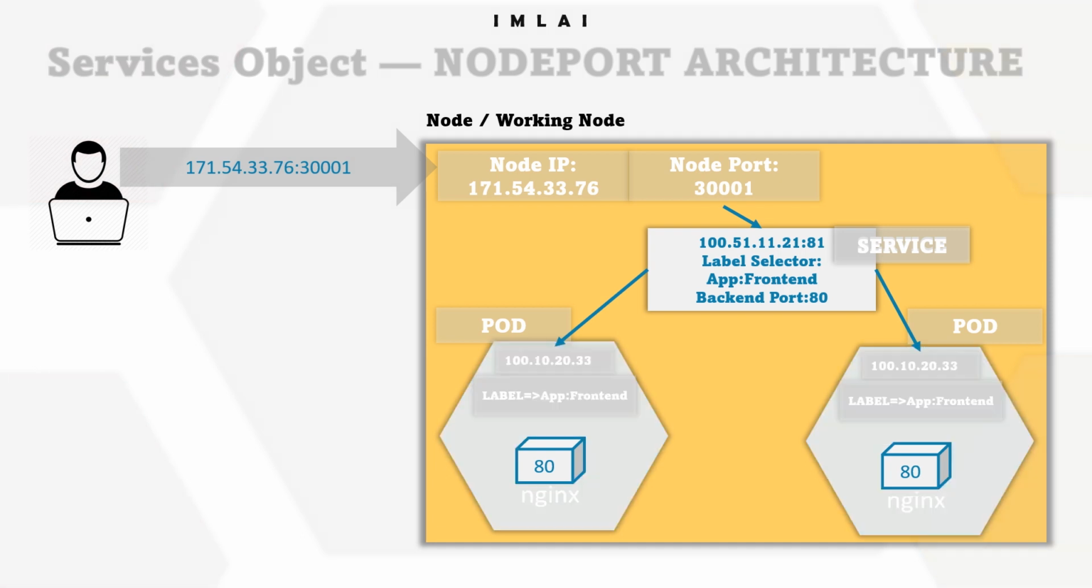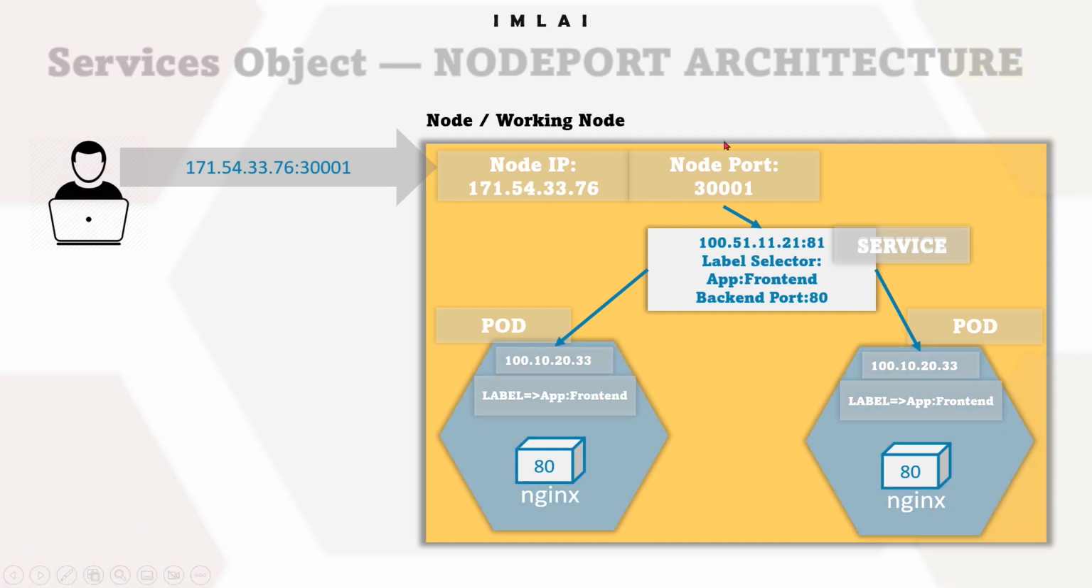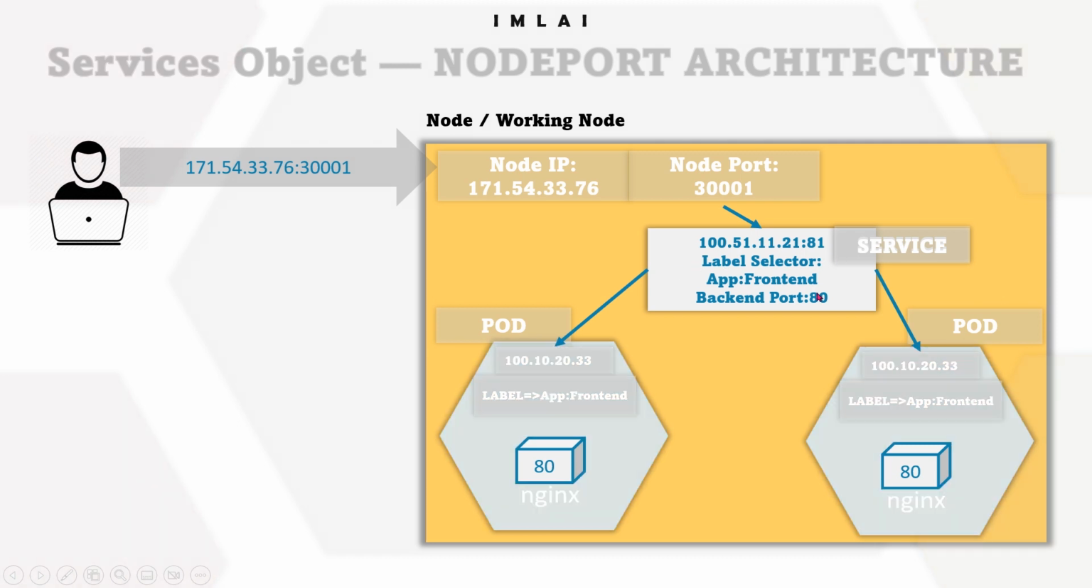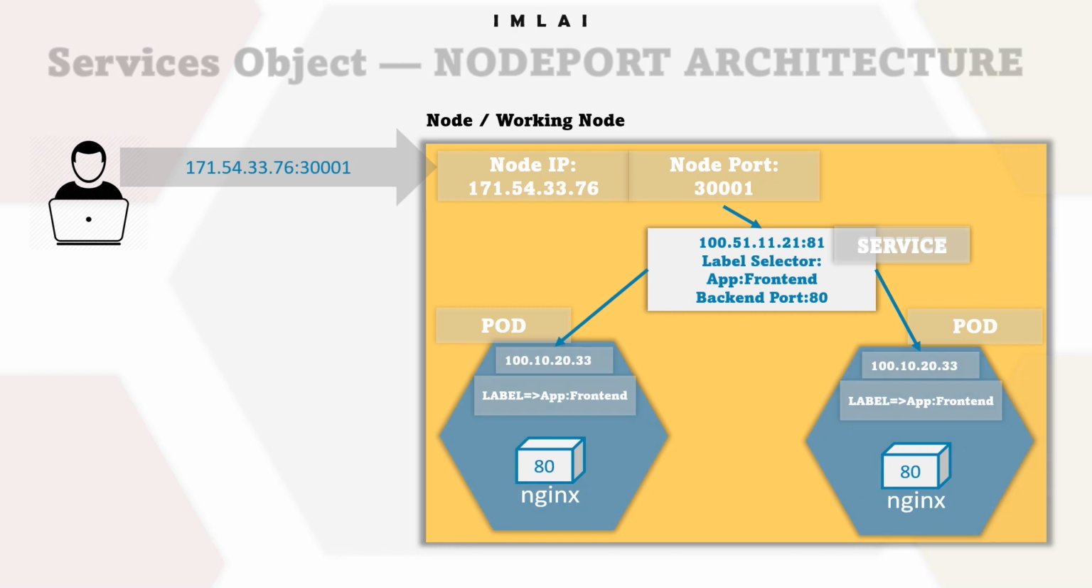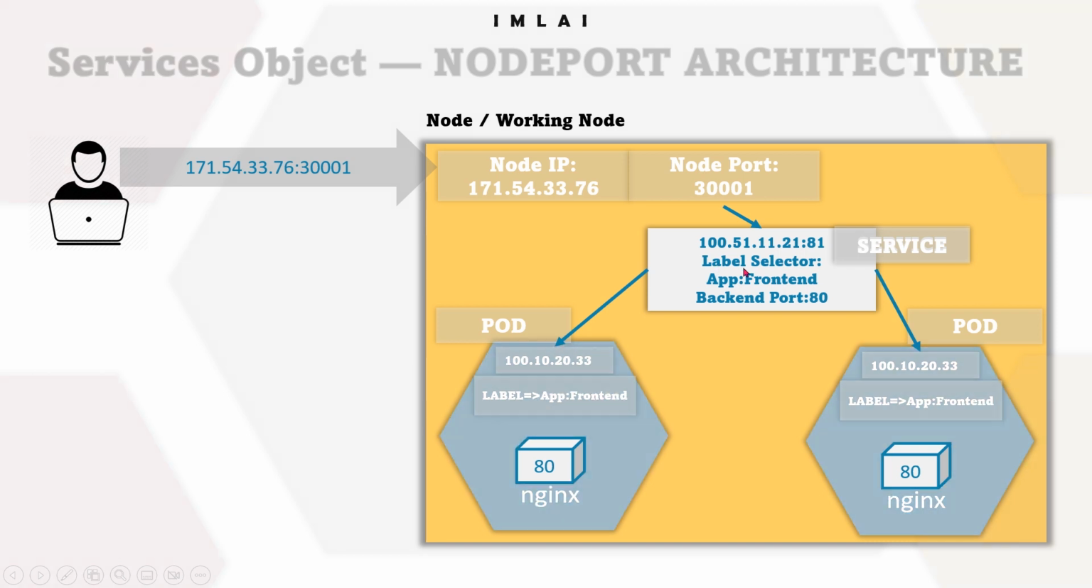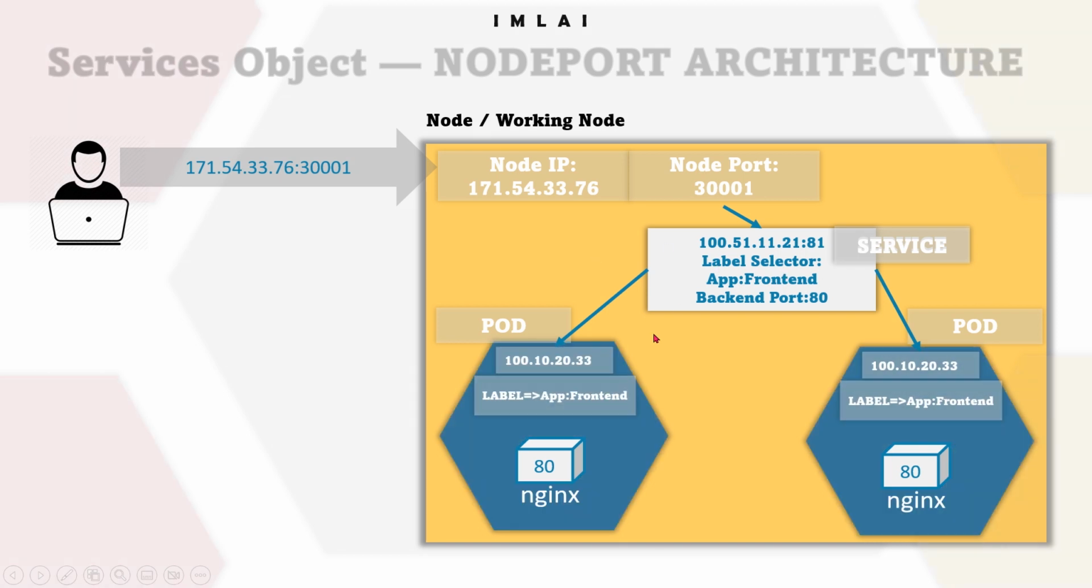Well, it's going to match the label selector. It's going to use a label selector. This is what you see, that label selector. Using the label selector, it's going to find out that pod. It's going to use a label selector to find out the pod, and then port mapping also will be done. So this port will be mapped to this port, and then how would it find out that pod?